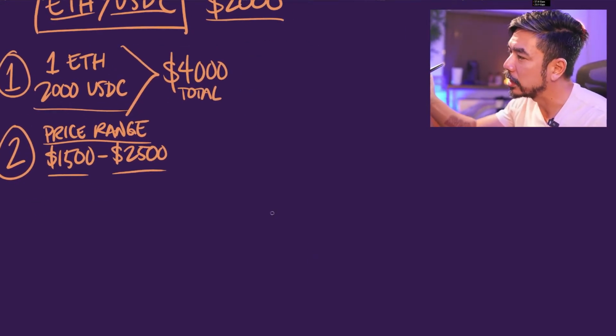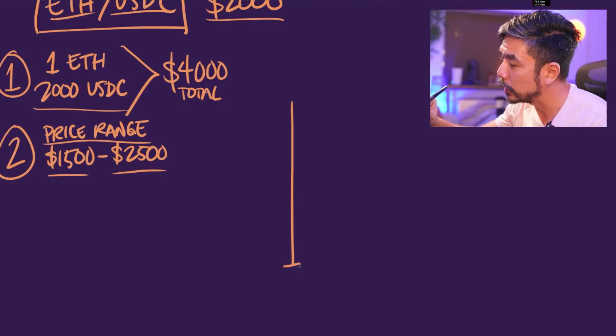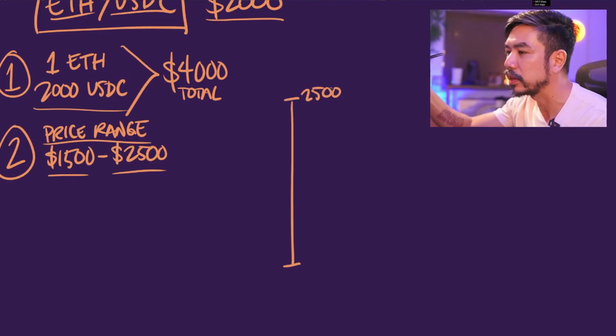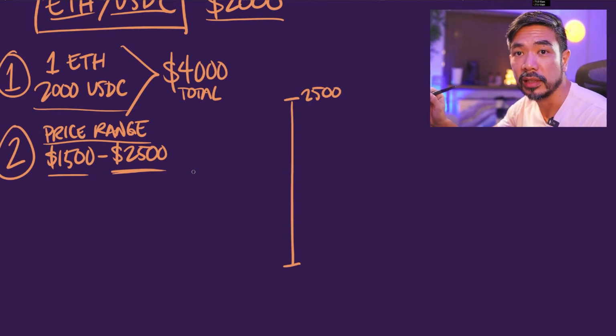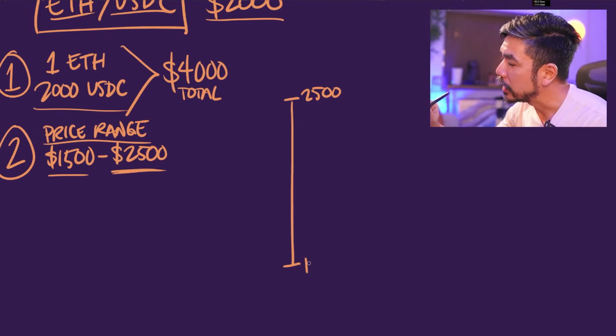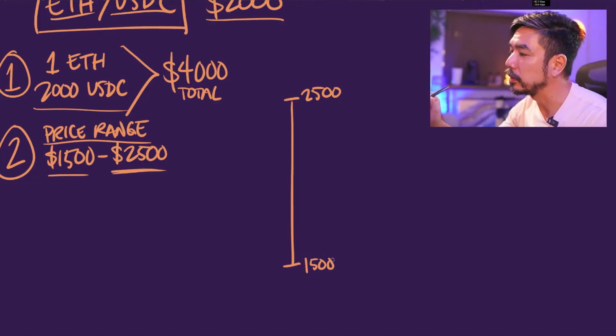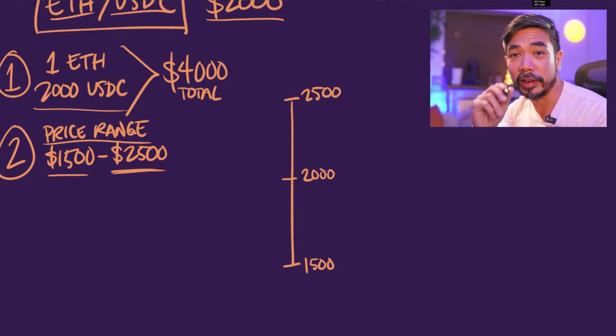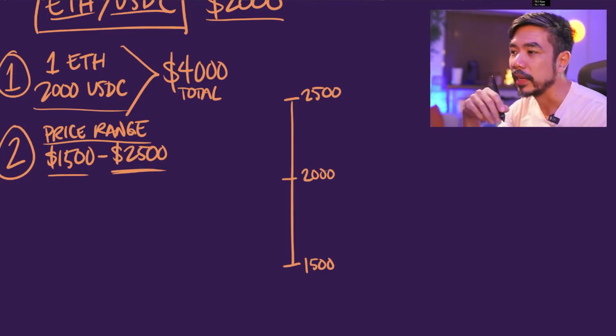I'm going to draw this out for you guys as a price scale. And at the top of the price scale is 2,500 because that was the max that we talked about. And then at the bottom of this price scale is 1,500 because that was the bottom that we talked about. And at the middle is $2,000 because that is the current price. Remember, this is our example scenario.